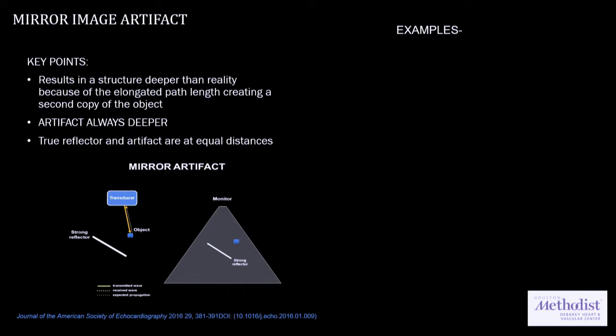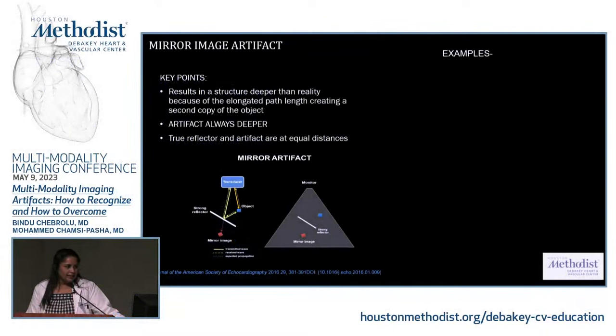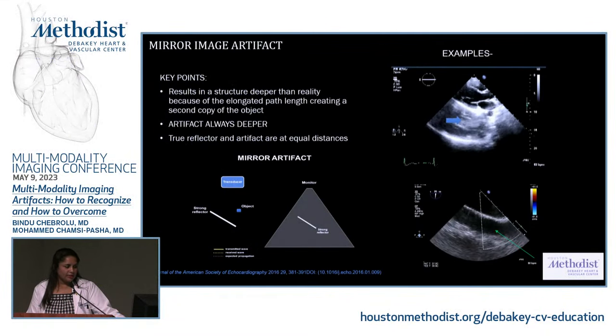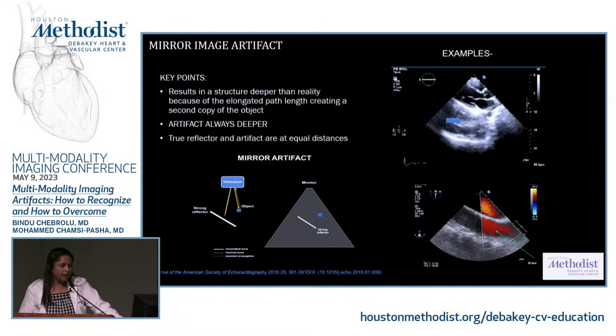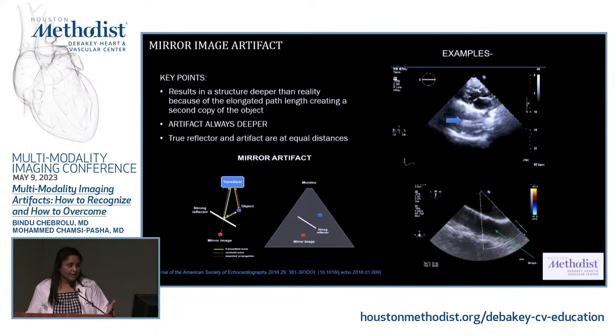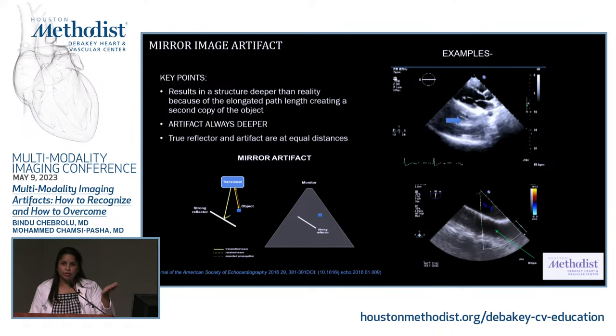All right, that's a mirror image artifact. I wanted you to remember the term, that's why I played that. Again, as you see here, it always results in duplication of what we are seeing, right? It always results in a structure deeper than reality. And again, artifacts are always deeper, guys, remember that. The true structures are the ones which are closer. And the true reflector and artifact are at equal distance.